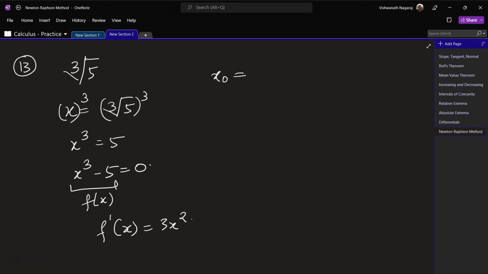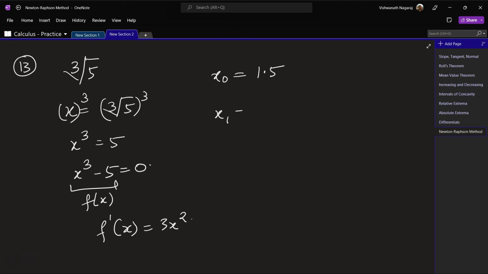1 times 1 times 1 is 1. 2 times 2 times 2 is 8. 2 cube is 8, so it is closer to it, right? 5 minus 1 is 4, 8 minus 5 is 3. So it is closer to 8. So it must lie somewhere in between 1.1 and 2. Let's keep it as 1.5. See, the idea is to show you how to figure out an initial guess.